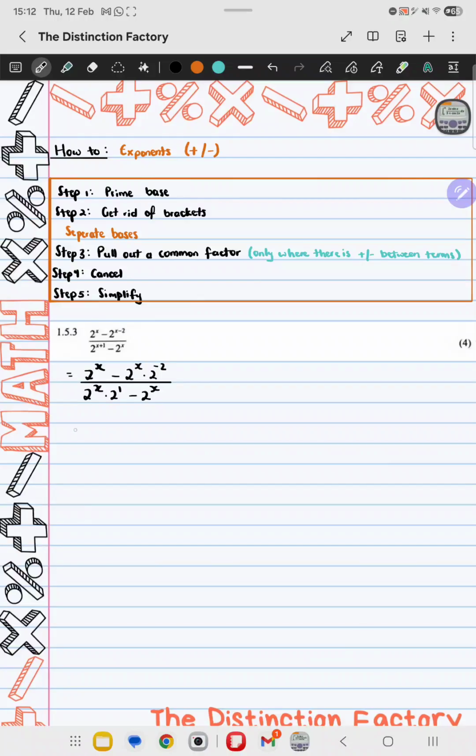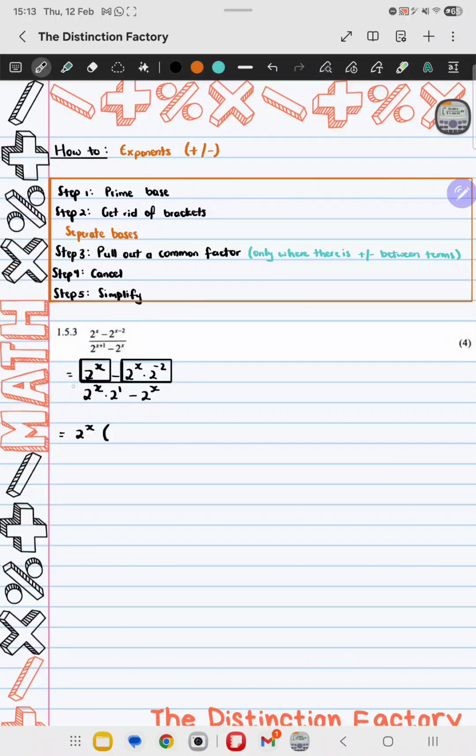Our next step says that we need to pull out a common factor. It's helpful in this way because we can identify that terms are separated by pluses and minuses. So here are the 2 terms that we've got in the numerator. And by separating the bases, we're able to identify the common factor a bit easier. So you'll see that here we've got a 2 to the power of x, and there we've also got a 2 to the power of x, meaning that that is our common factor. So I'll pull that out.